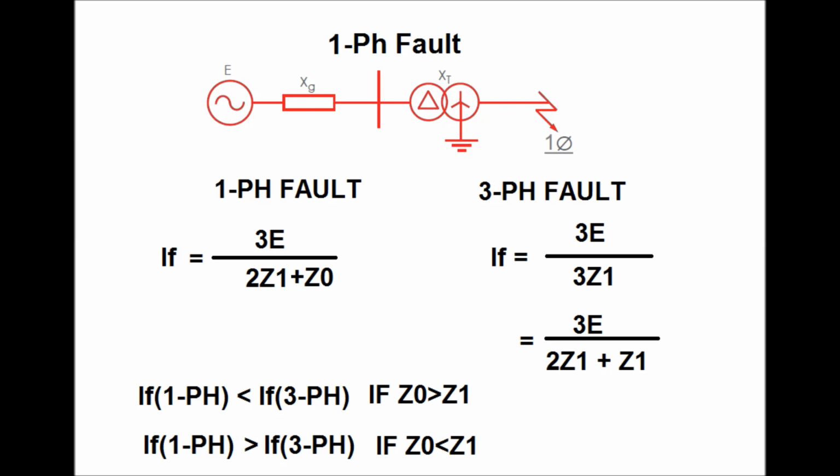So which fault current is more between single phase to earth fault and three phase fault occurring at the same point? For single phase to earth fault, IF is equal to 3E divided by 2Z1 plus Z0, and for three phase symmetrical fault, IF is equal to 3E divided by 3Z1. So we can compare the denominators, 2Z1 plus Z0 and 3Z1. Three phase fault will be more compared to the single phase to earth fault if Z0 is greater than Z1. Again, a single phase to earth fault will be greater than that of the three phase fault if Z0 is less than Z1.